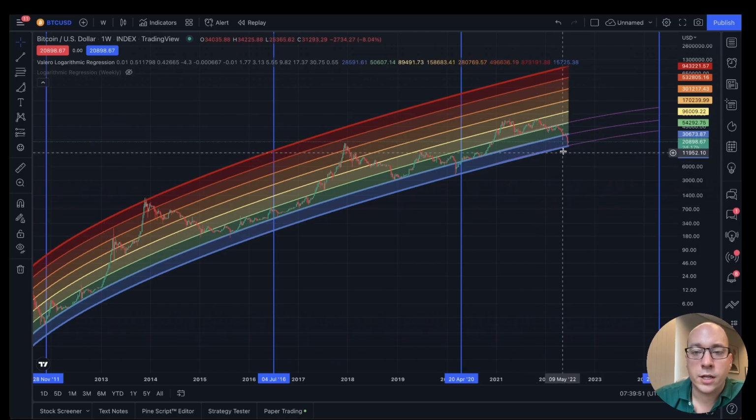Now, today we only looked at the rainbow chart for Bitcoin, and it's also possible to use this on other markets. So we'll have a look at the logarithmic regression for Ethereum in the next video.